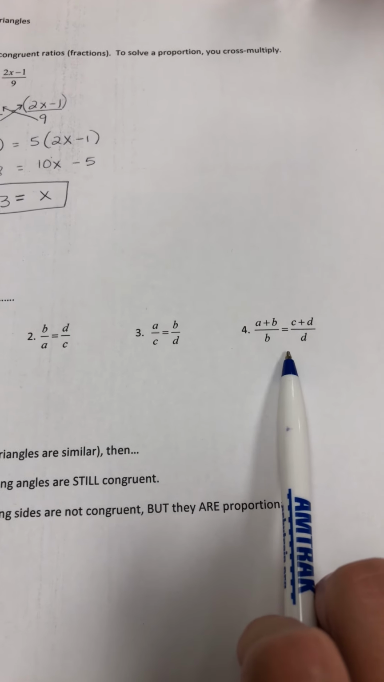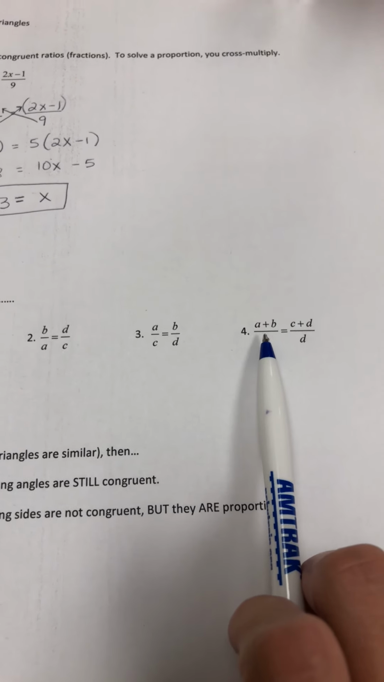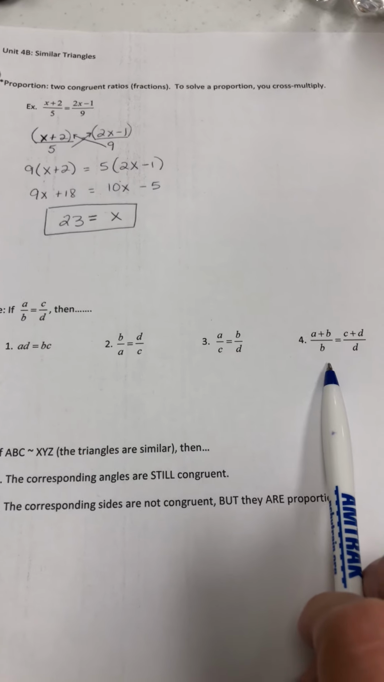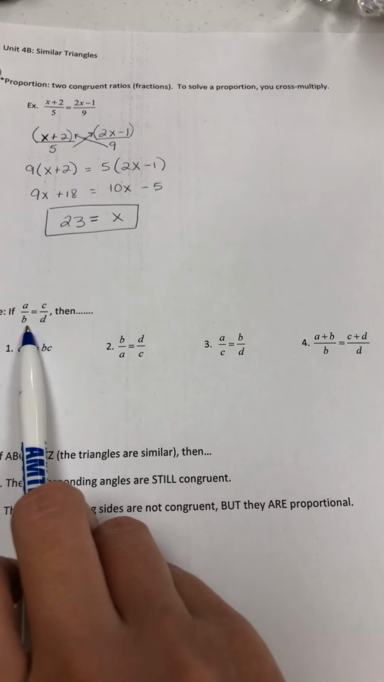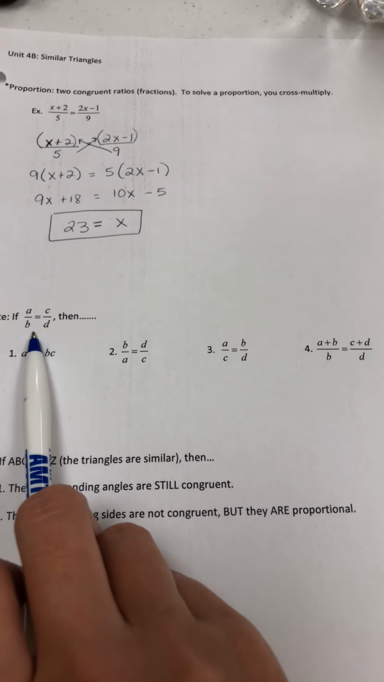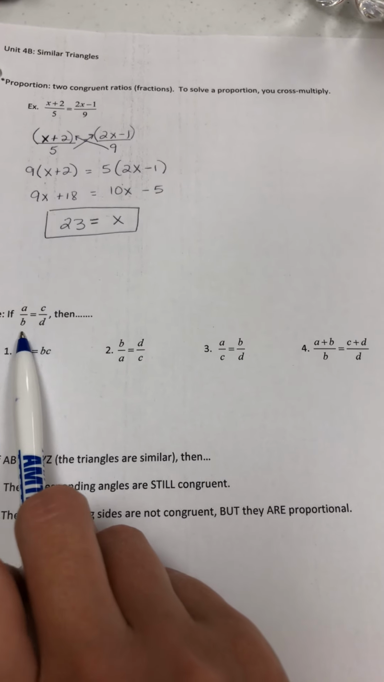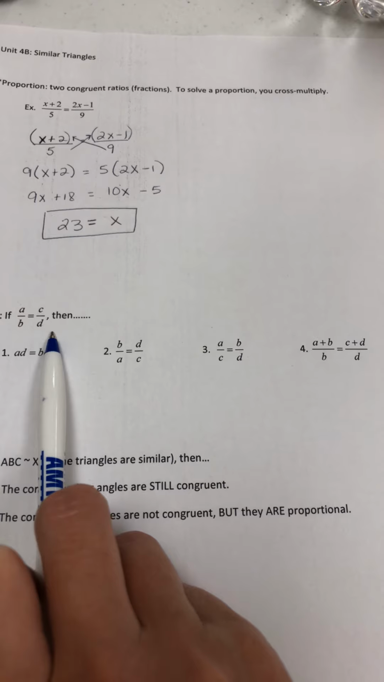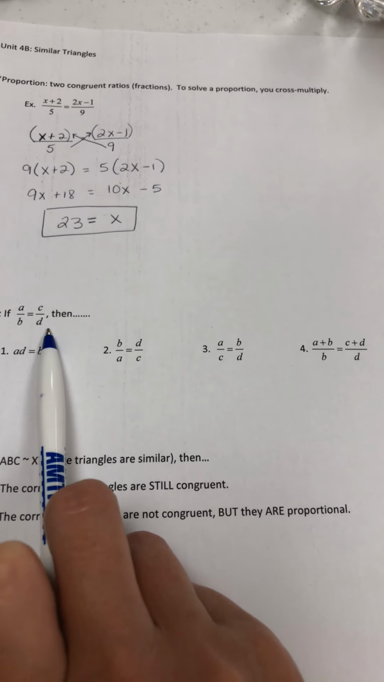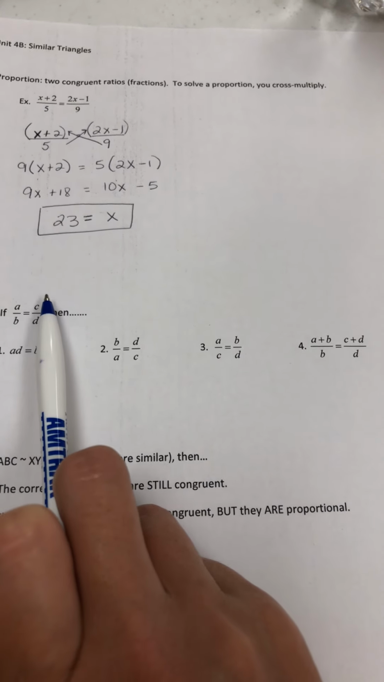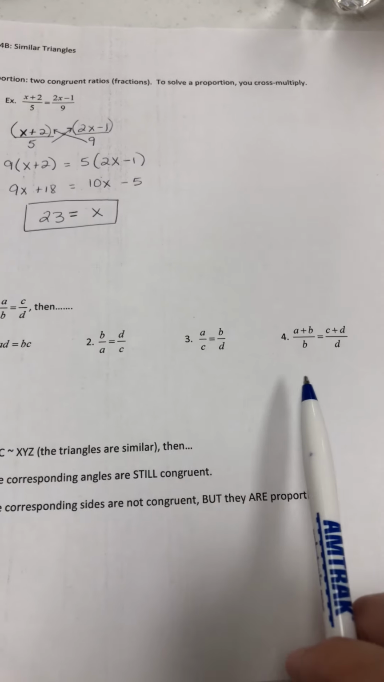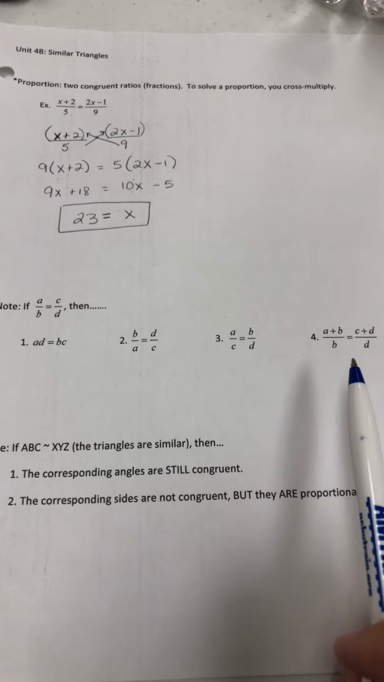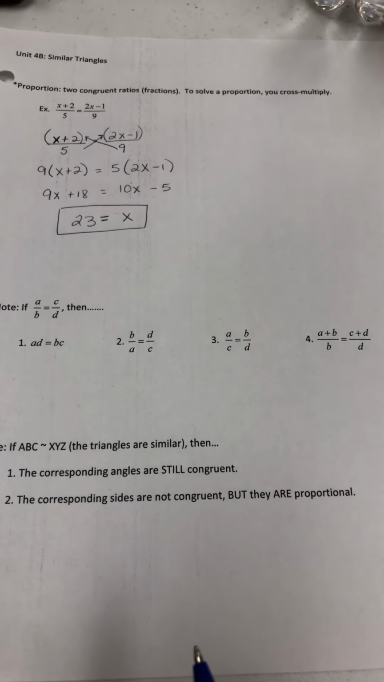And then finally, the fourth property involves some sums. So again, being consistent, if I look at A plus B over B, basically I said top plus bottom over bottom. If I'm being consistent, I can say C plus D over D, top plus bottom over bottom. So these are 3 special ways that you can rewrite your proportion and still have something that you can solve.